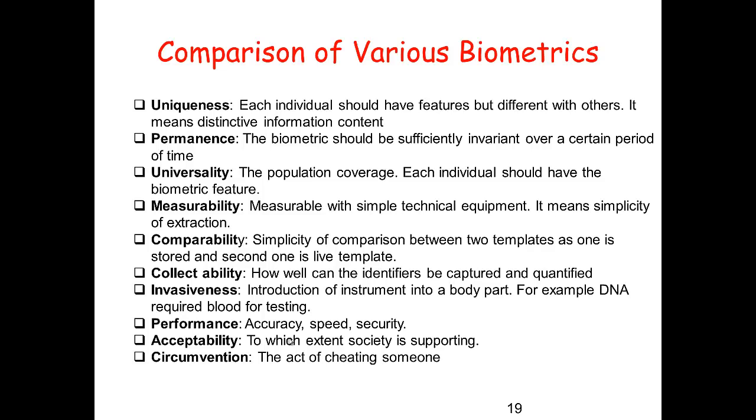The last one is called circumvention. Circumvention means the act of cheating someone. Is it easy to create false biometrics so you can cheat the system? All of these kinds of metrics we need to consider when you design biometrics-based user authentication.